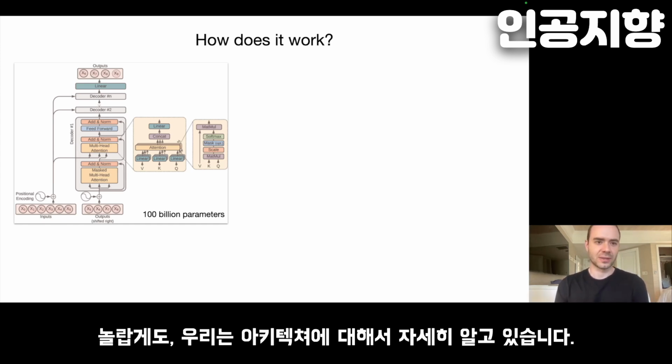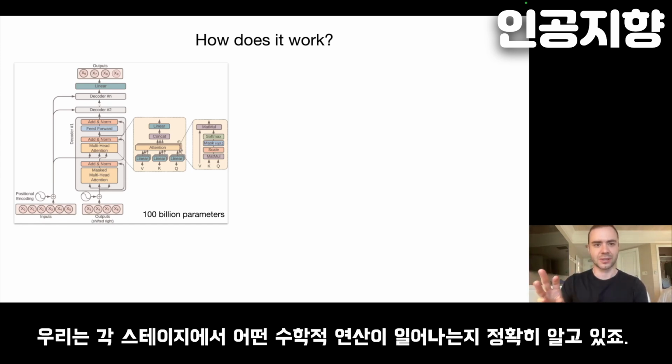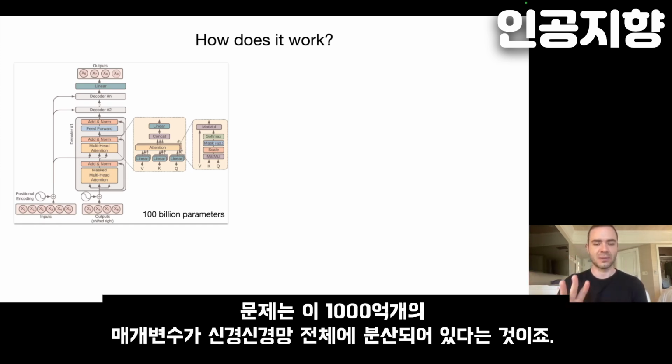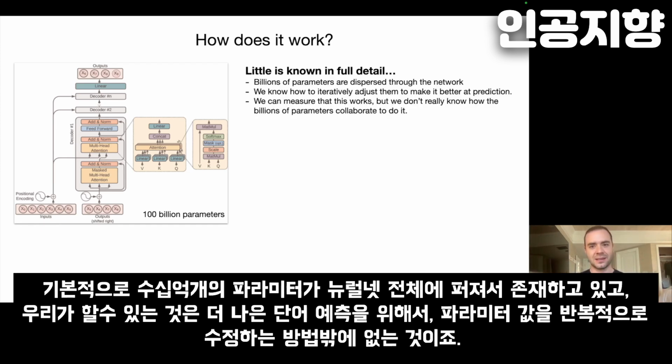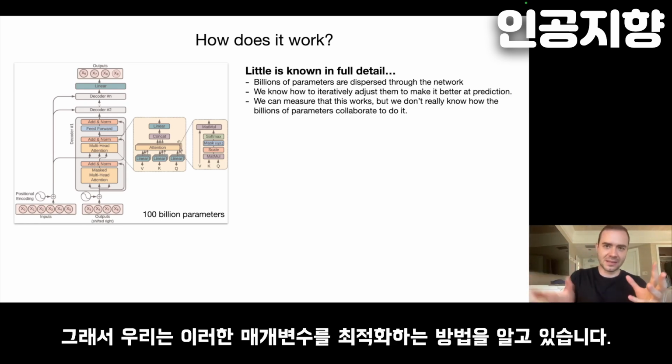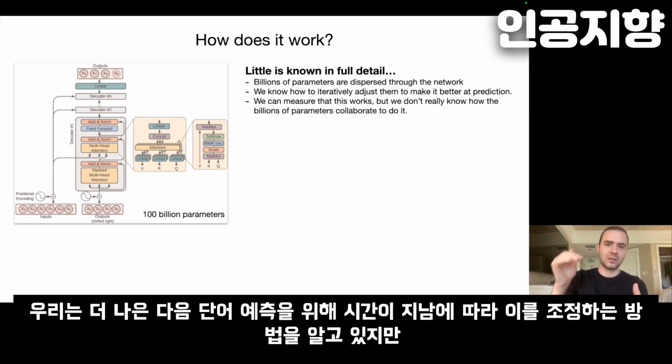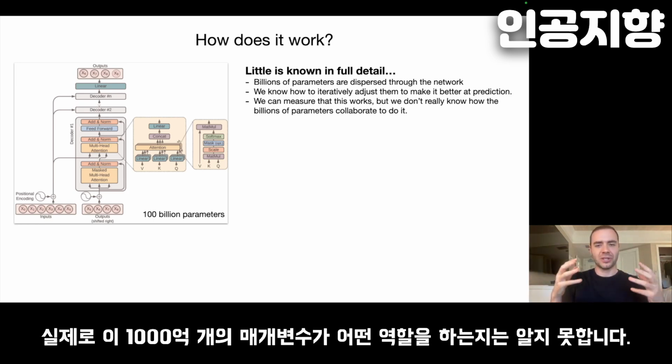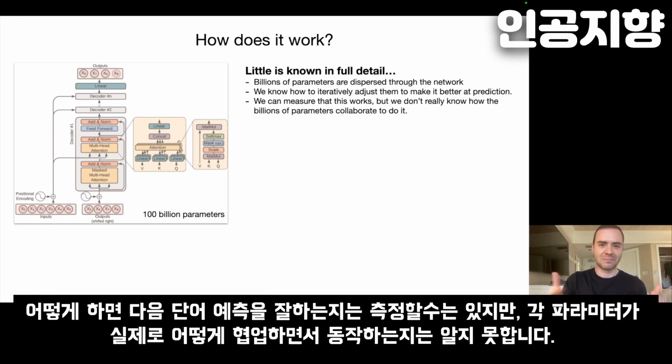Now, what's remarkable about these neural nets is we actually understand in full detail the architecture. We know exactly what mathematical operations happen at all the different stages of it. The problem is that these 100 billion parameters are dispersed throughout the entire neural network. And all we know is how to adjust these parameters iteratively to make the network as a whole better at the next word prediction task. So we know how to optimize these parameters, we know how to adjust them over time to get a better next word prediction. But we don't actually really know what these 100 billion parameters are doing. We can measure that it's getting better at the next word prediction, but we don't know how these parameters collaborate to actually perform that.